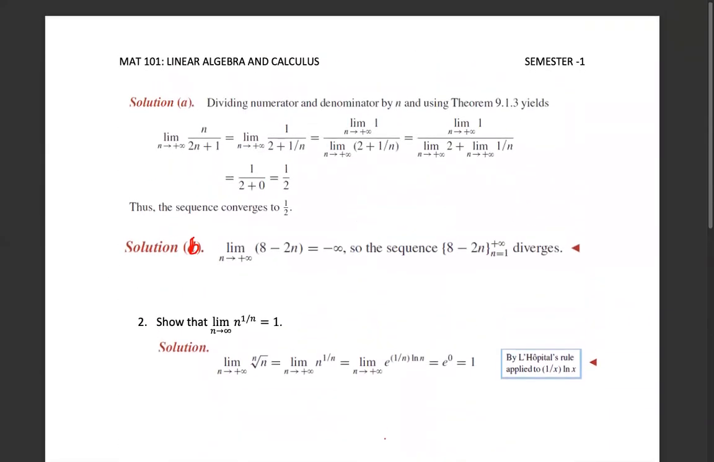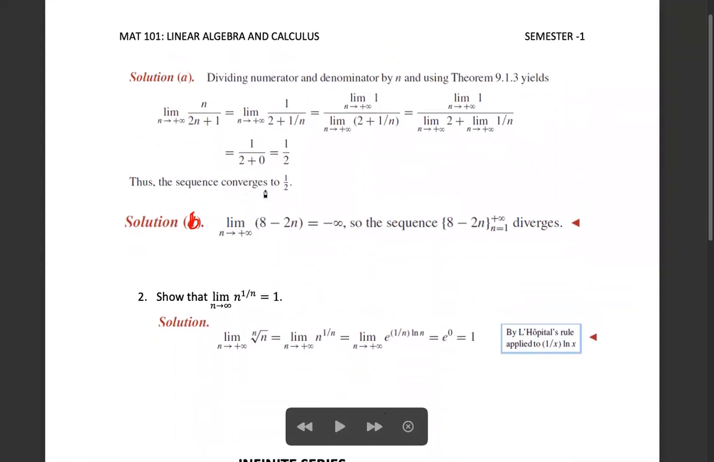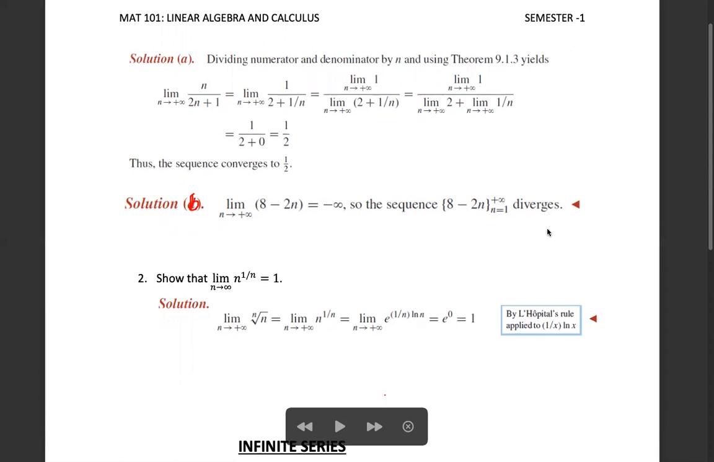Now the next one. We have already discussed these two examples. N by 2n plus 1: take n as a common factor, then cancel n, giving 1 by 2 plus 1 by n. As n tends to infinity, 1 by n tends to 0, so the limit is equal to 1 by 2. The sequence converges to 1 by 2. And this sequence converges to minus infinity: as n tends to infinity, minus n tends to minus infinity. So the sequence is divergent, it diverges to infinity.